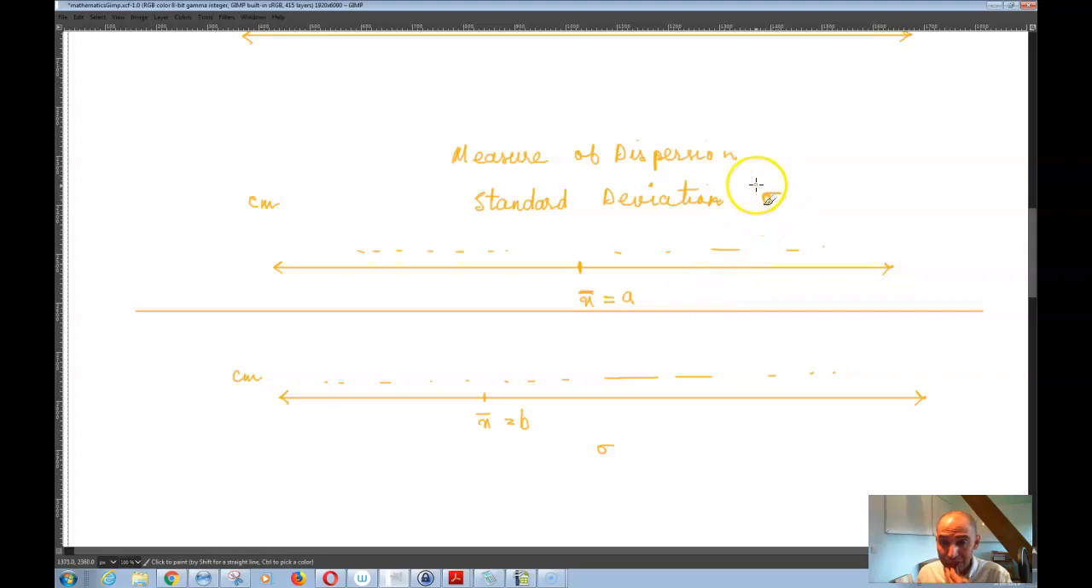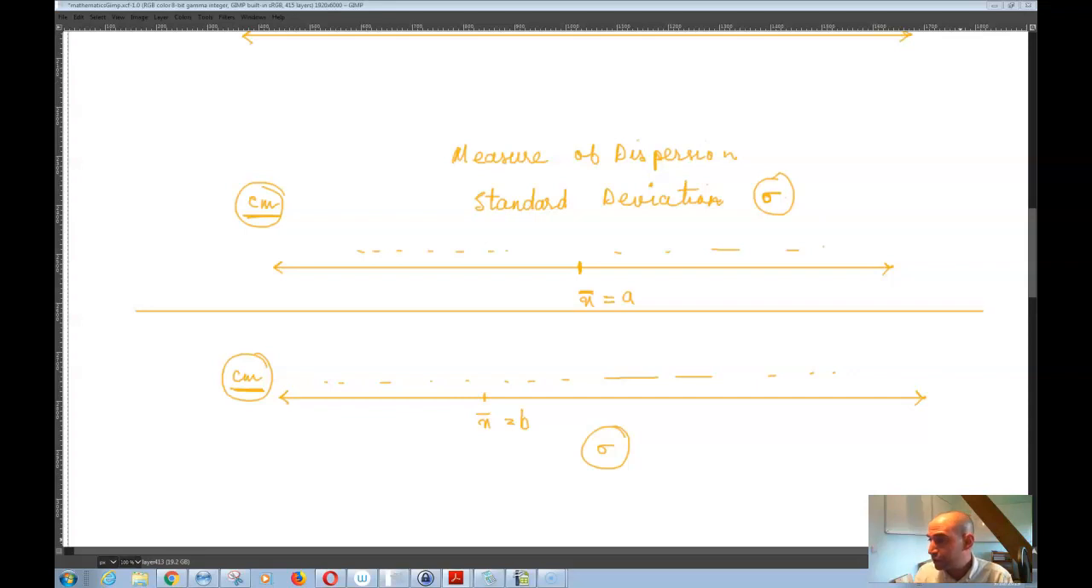Now, this value of sigma is some number that shows how these observations are scattered around this x bar, which is equal to A. Now, this sigma is a number that shows how all of these observations are scattered around this x bar, which is equal to B. So based on this situation, you can see that even if the units are the same, meaning that the unit over here is centimeter and the unit over here is also centimeter, even in that case, it doesn't make any sense to compare these two sigmas, because these two sigmas are relevant to two different values of mean. It doesn't make any sense to do that.